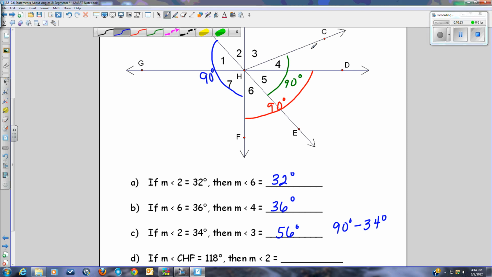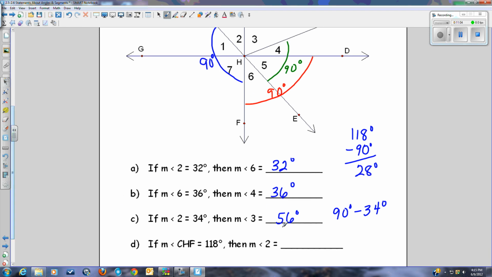Well, if we think about it, CHF is 118 degrees. Angles 4, 5, and 6 make up angle CHF. Angles 4 and 5 equal 90 degrees. So if I took 118 degrees minus 90, I would end up with 28 degrees for the measure of angle 6. So angle 6 and angle 2 are vertical angles, so angle 2 would also have the same measure, since it would be congruent to angle 6, and angle 2 would equal 28 degrees.